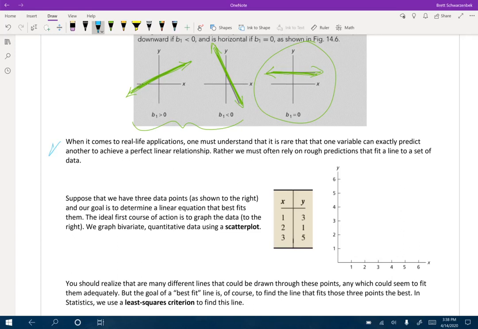Okay, so just reading right here. It says, when it comes to real-life applications, one must understand that it is rare that one variable can exactly predict another to achieve a perfect linear relationship. Rather, we must often rely on rough predictions that fit a line to a set of data. Okay, so what does that mean exactly?